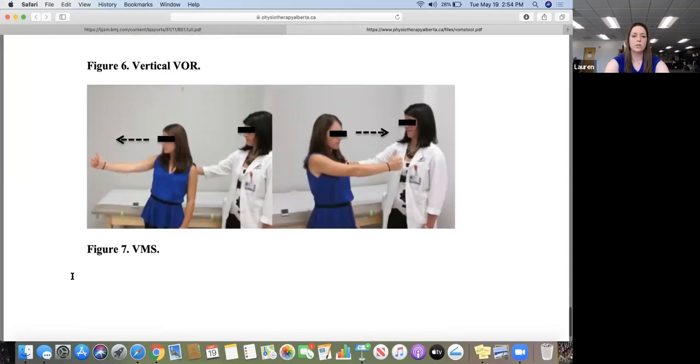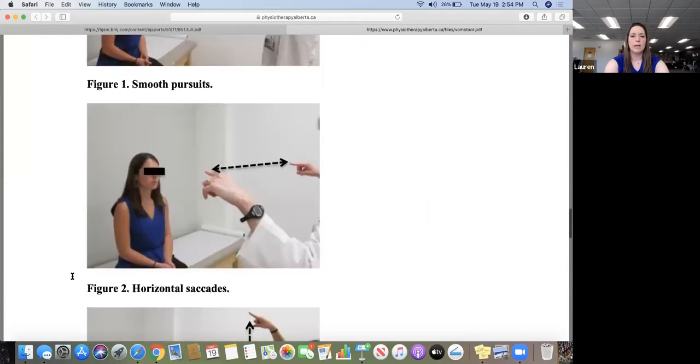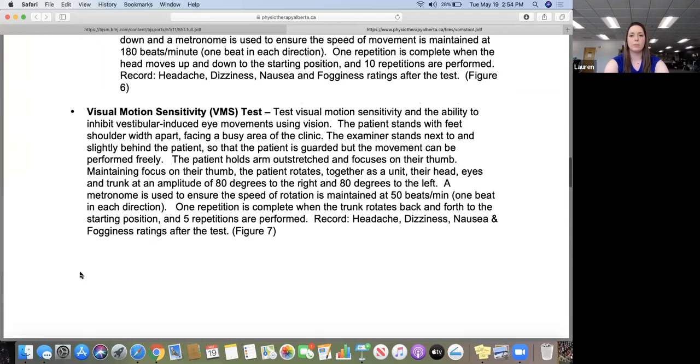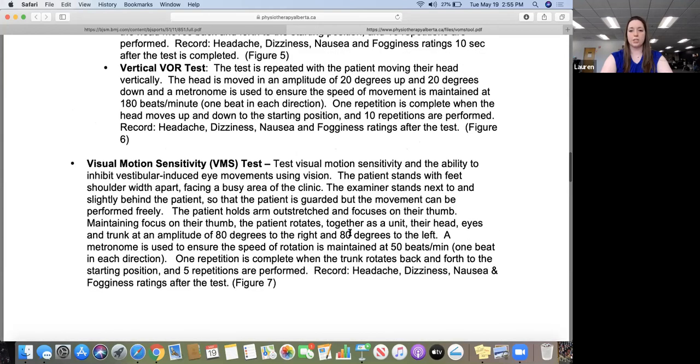So visual motion sensitivity. We're going to come in at an 80-degree angle from left to right, and then you're going to rotate the whole body width, so those eyes stay focused on the thumb. You do need a metronome, so you should maintain a speed of 50 beats per minute, and you're looking for 5 repetitions back and forth.